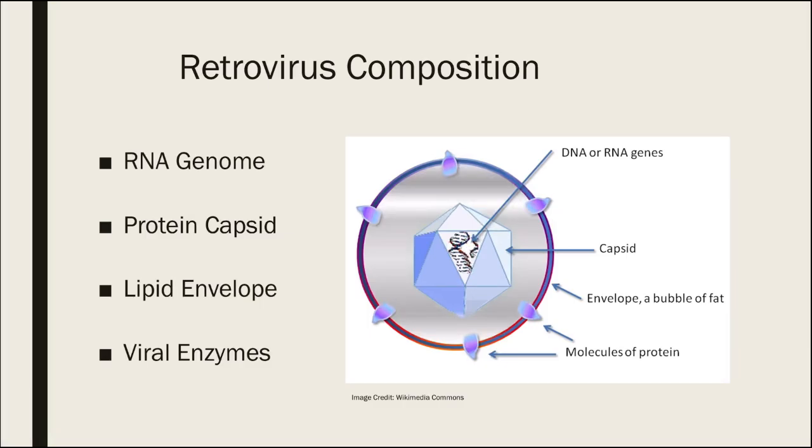Now let's talk about the composition of retroviruses. First of all, they have an RNA genome, which is their genetic information. Around that, there's a protein capsid. This helps protect that genetic material. You can kind of think of it like a nucleus in a eukaryotic cell. Around that, there's also a lipid envelope, which helps the virus interact with host cells and enter them. This is also similar to membrane-bound proteins. They also contain viral enzymes, which are really important because they help with major steps within replication. All of these parts work together to help the virus infect other cells and reproduce.